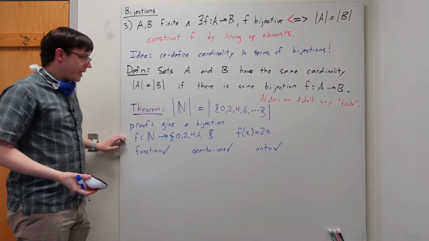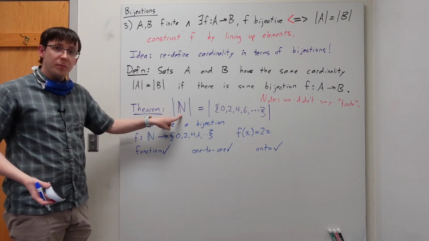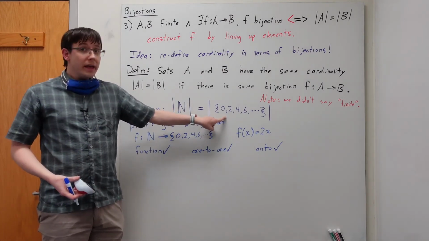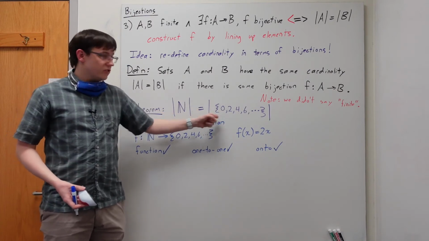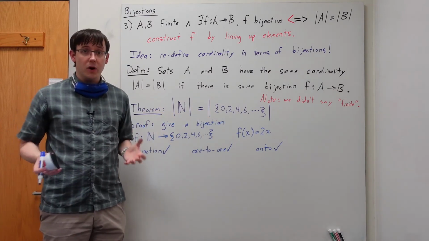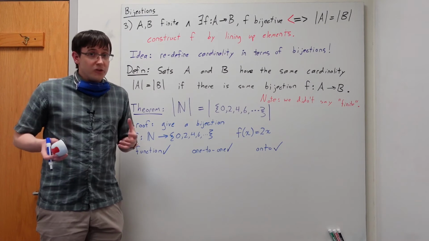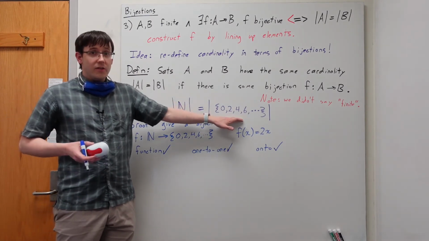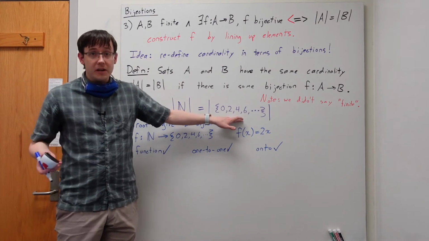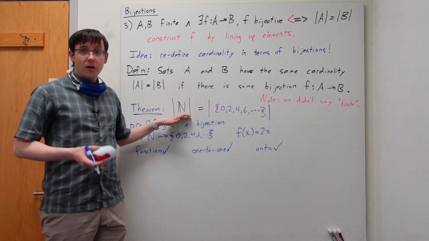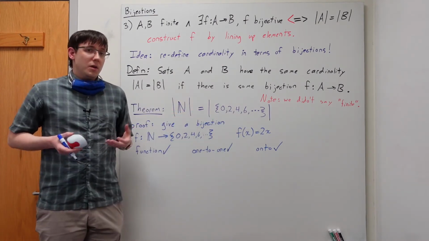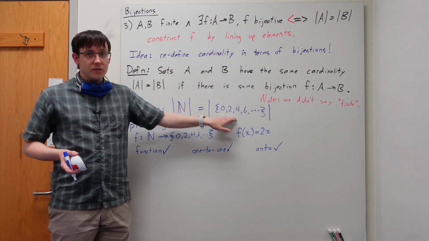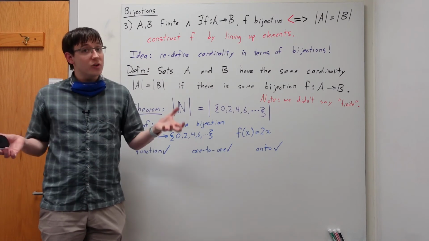And so we have given a bijection between the natural numbers and the even natural numbers, and so we have shown that these two sets have the same cardinality, which might at first be a little bit mind-blowing. We are saying that in some sense there are just as many even natural numbers as there are natural numbers.